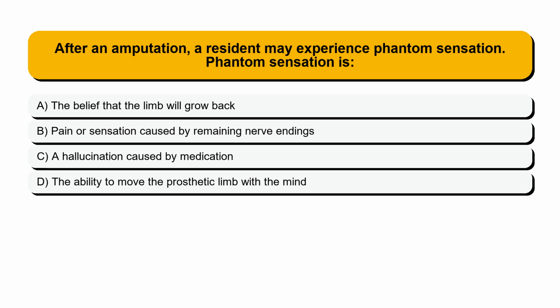Question 86. After an amputation, a resident may experience phantom sensation. Phantom sensation is: Option A, the belief that the limb will grow back. Option B, pain or sensation caused by remaining nerve endings. Option C, a hallucination caused by medication. Option D, the ability to move the prosthetic limb with the mind.